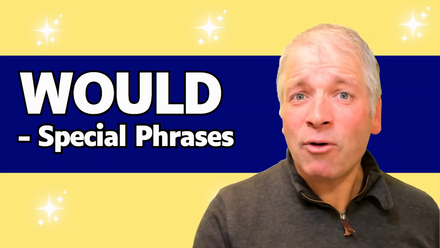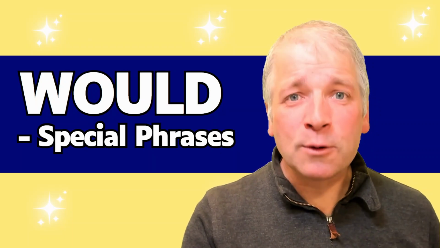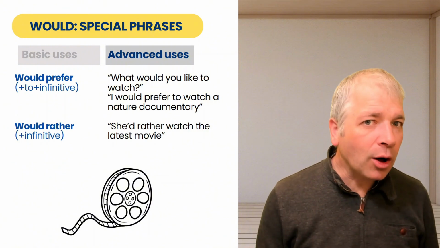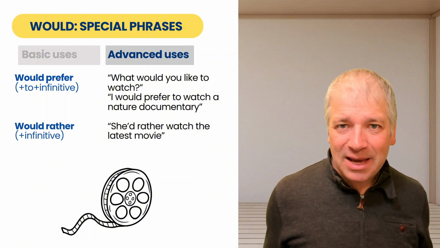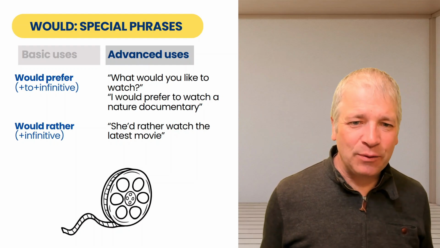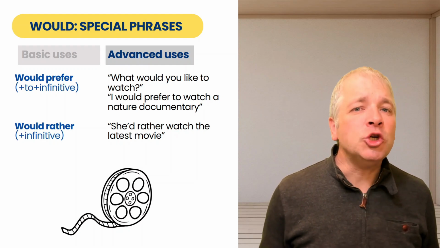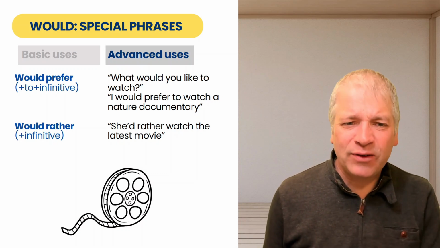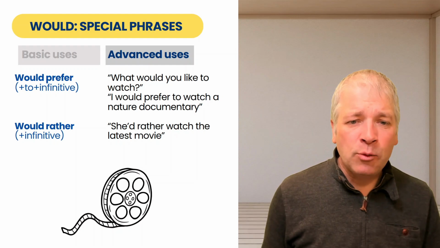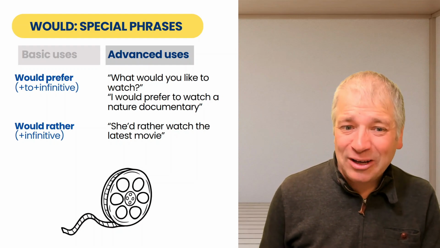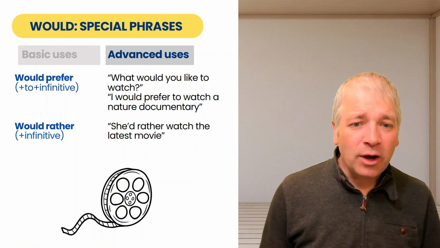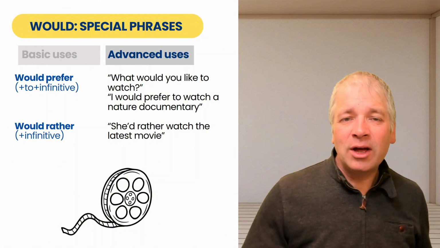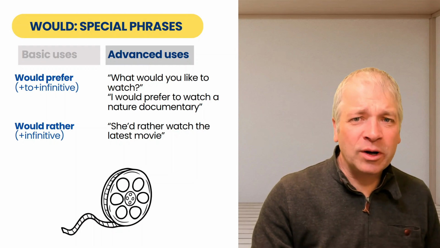And here are some special phrases where we use would. First of all, the difference between would prefer and would rather. They both have similar meanings, but the grammar afterwards is different. With would prefer, you need to have to plus infinitive afterwards, whereas would rather just has the infinitive. What would you like to watch? I would prefer to watch a nature documentary. But with would rather, she'd rather watch the latest movie. So slight differences in structure, even though the same meaning according to the words that come after.